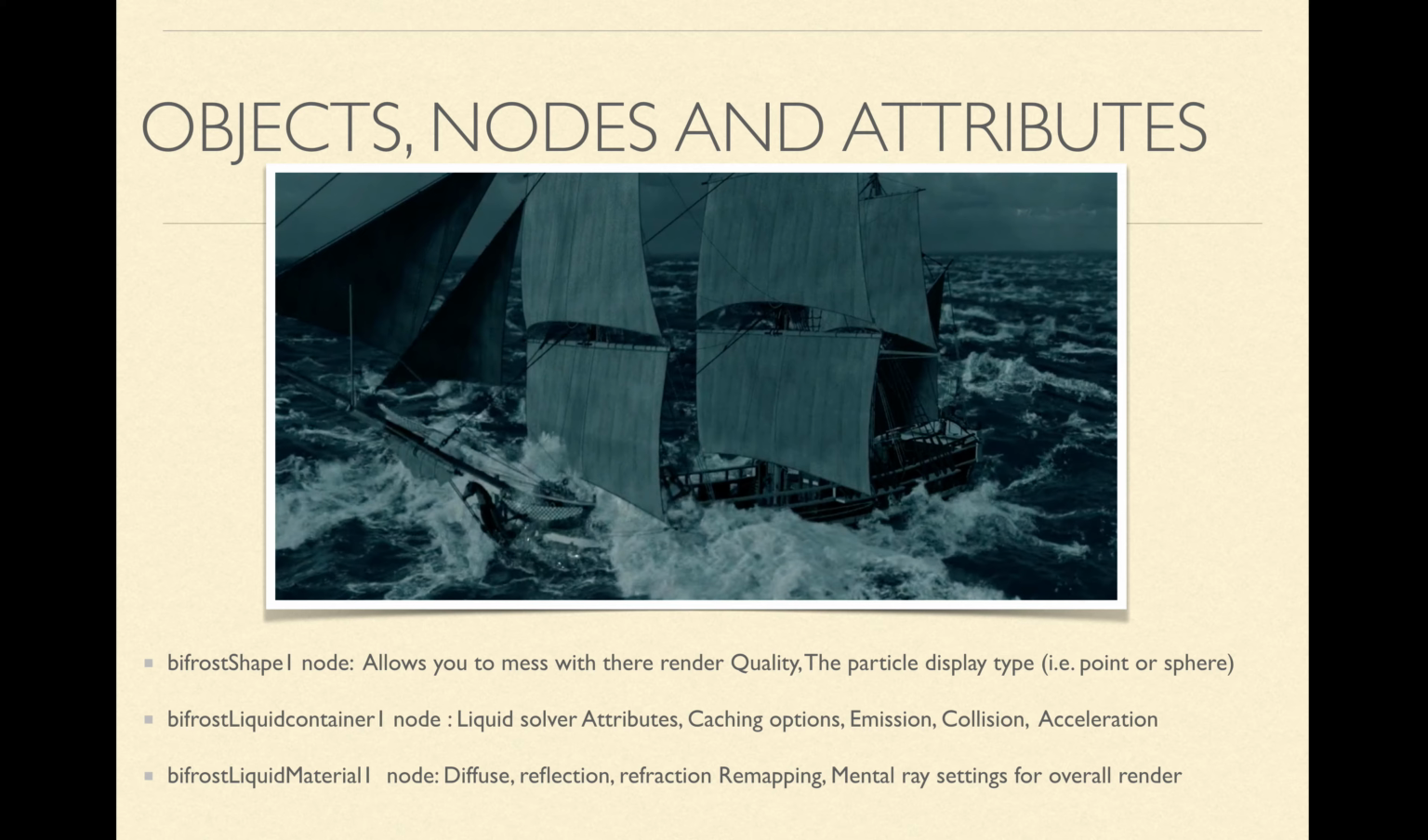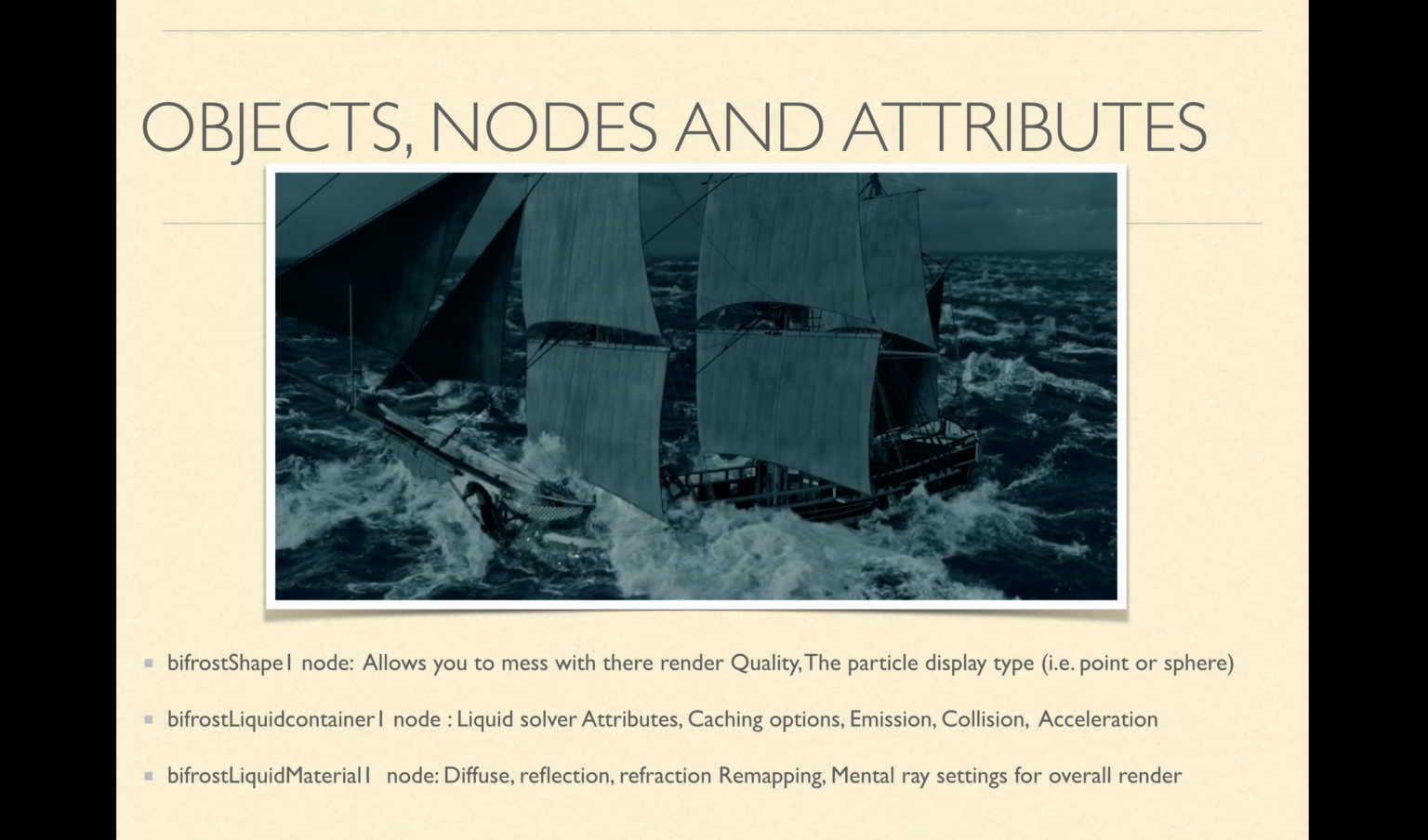So there are a few objects, nodes, and attributes that are really important to Bifrost when learning it. The first one would be the Bifrost shape node. Basically, it allows you to mess with the render quality. If you want to render with a quality of 1, that's where you would change it. It's default at 0.5. Also, you can mess with the particle display type. For example, by default it is a point, but you can change that to spheres coming out of the emitter. It's all personal preference.